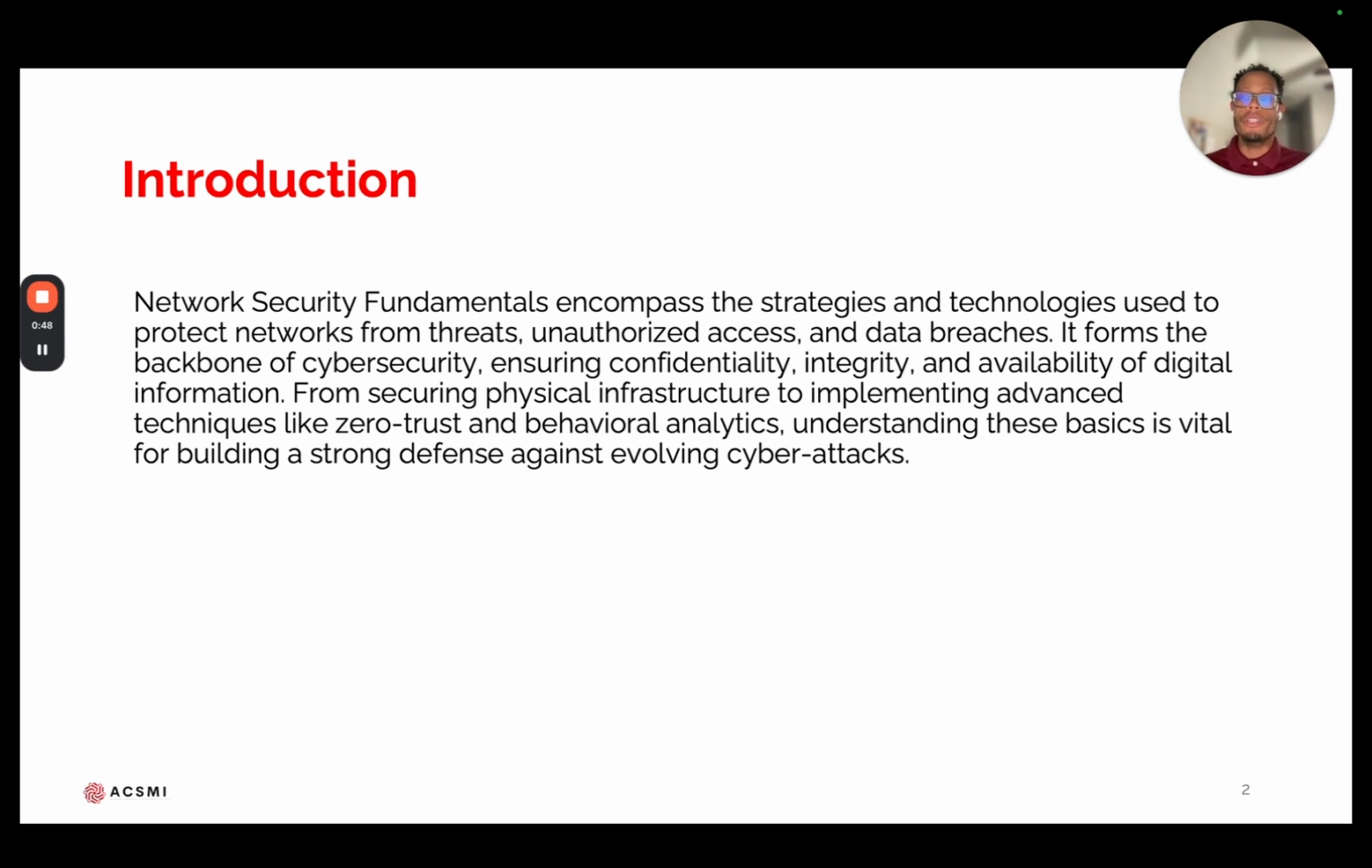What we're really saying here is that in order to protect our networks against threats and all these different threat actors and nation states and pretty much everything that we talked about thus far, we have to be willing to understand that, hey, there's always going to be a threat. There's always going to be a vulnerability. How can we go about protecting that? And using these advanced techniques such as zero trust and behavior analytics, understanding these basics is going to be really crucial to having a good foundation and understanding how to have a strong defense, right? To defend against these different threats.